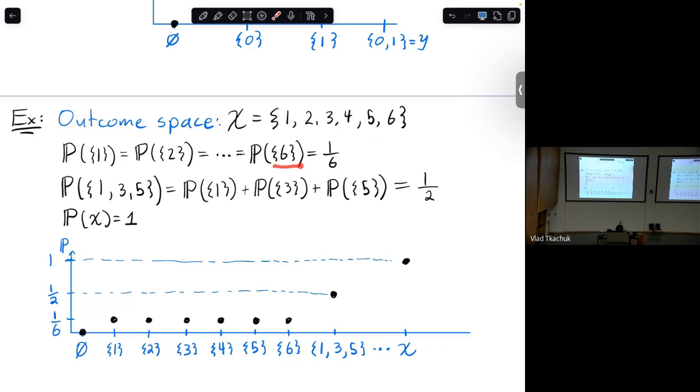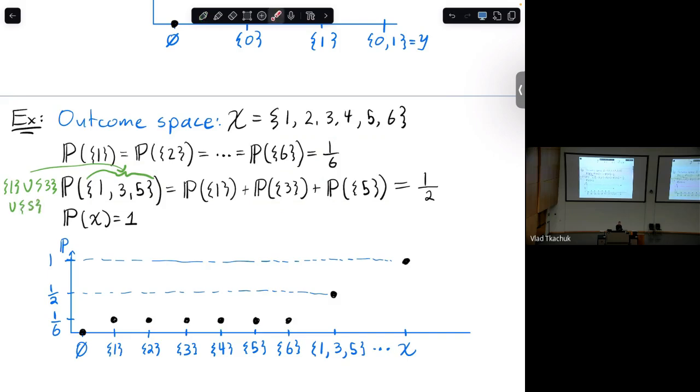The set containing 6 is an event. Let's say the probability of each one of these is 1/6. Well, then you have other sets like 1, 3, 5. What's the probability of that set? Well, it turns out from the property we saw above, we can break it up into the probability of 1, probability of 3, and the probability of 5, right? Because this object here is equal to 1 union with the set 3, union with the set 5.